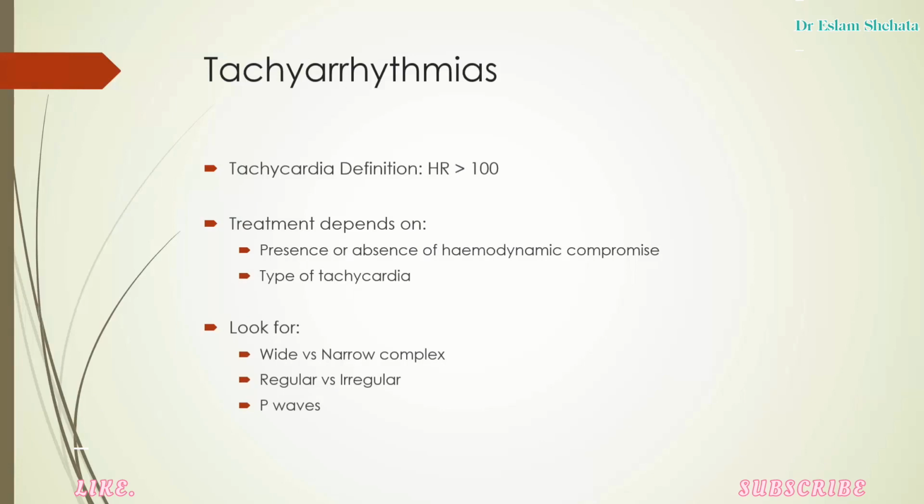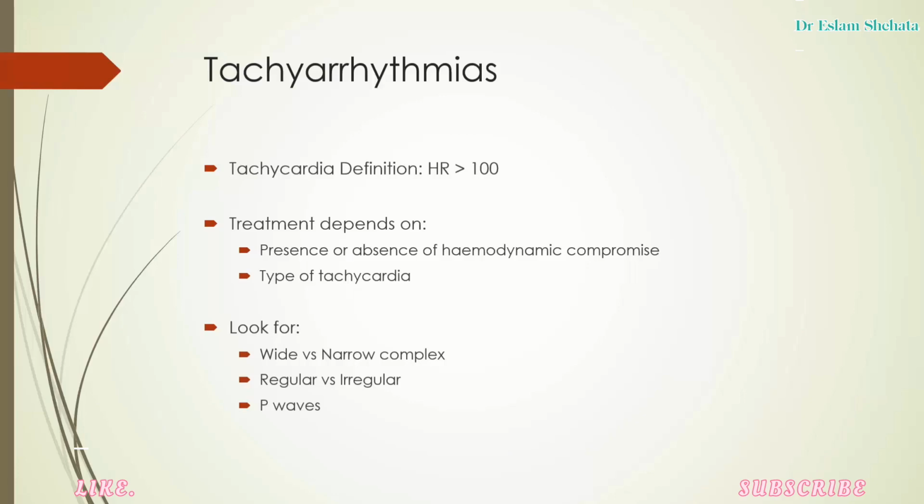Well, firstly, some definitions. By tachycardia, we're talking about heart rates greater than 100. The treatment of these conditions is going to depend on a couple of things. The first being, is the patient hemodynamically compromised? So is their blood pressure dropping? Is there evidence of decreased end organ perfusion? So for example, if the brain were underperfused, are they lightheaded? Are they dizzy? Or are they completely unconscious?